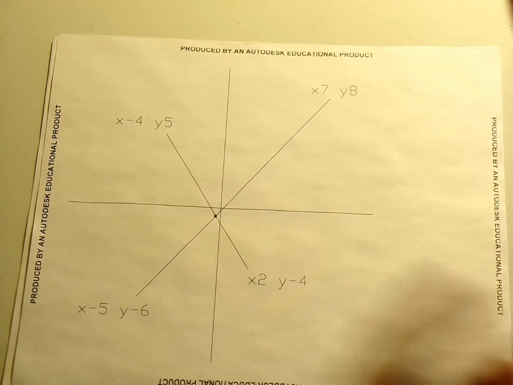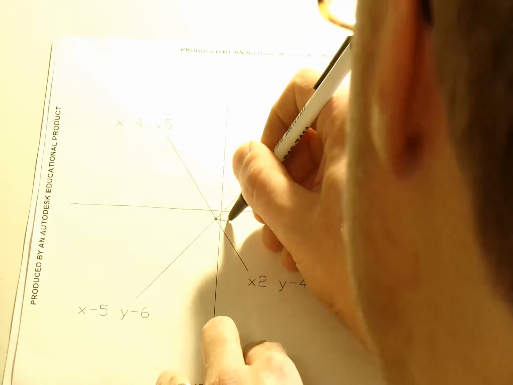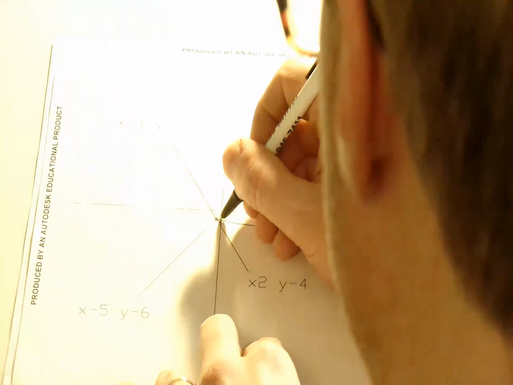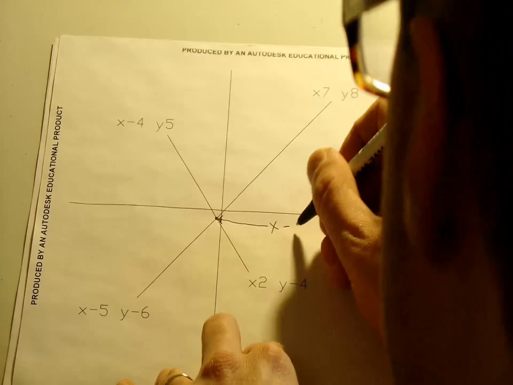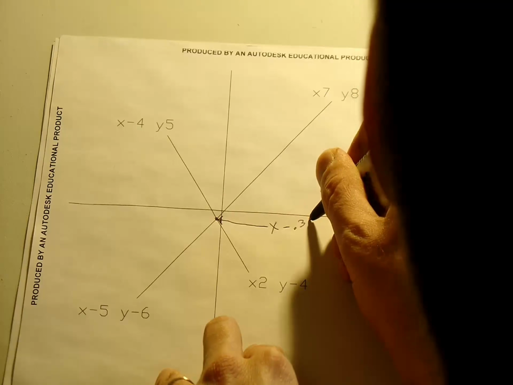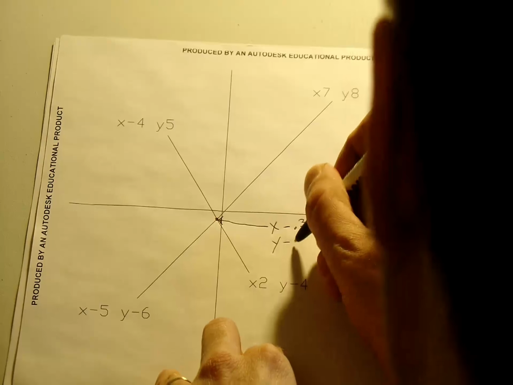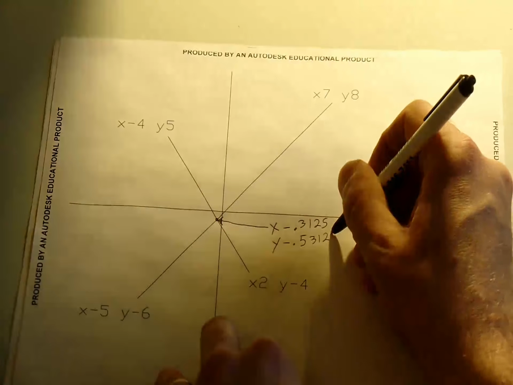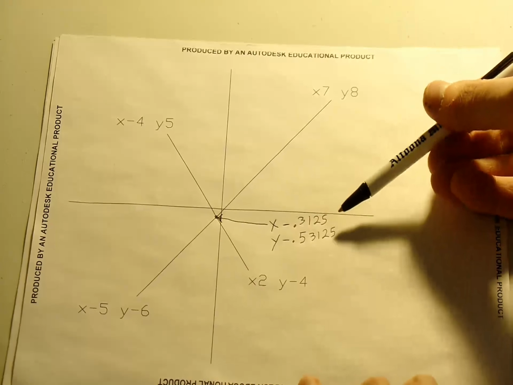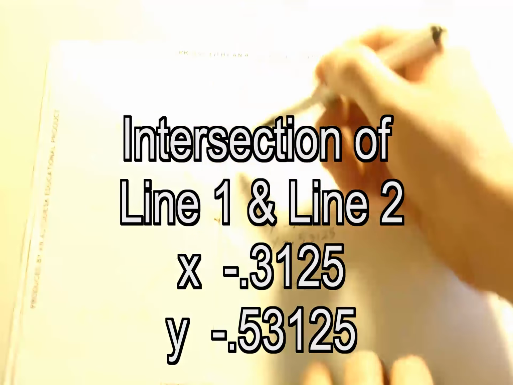So right now I'm marking the point with the pen, and I'm going to write the exact x and y coordinate of where that intersection lies. It is x negative 0.3125, and the y is negative 0.53125. And as you see, both are in the negative portions of the x and y coordinate system.